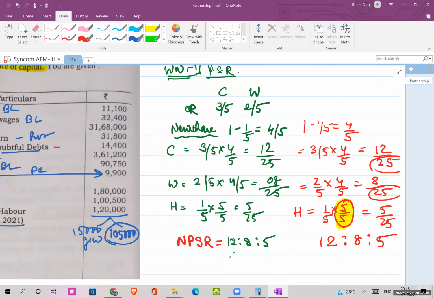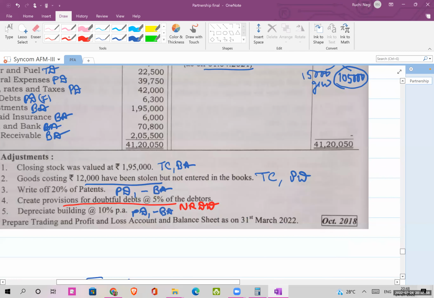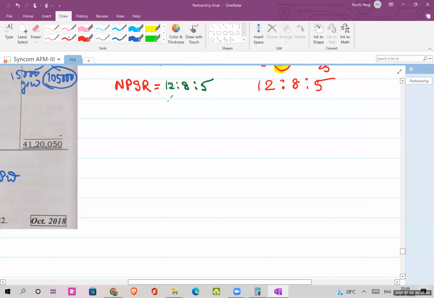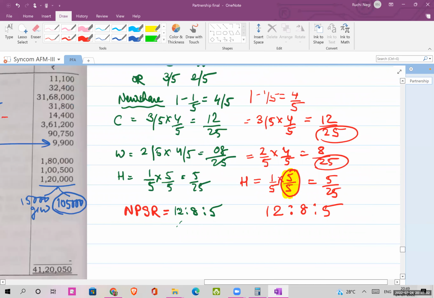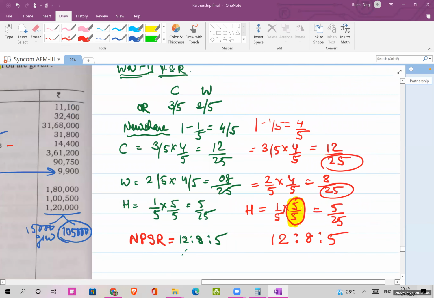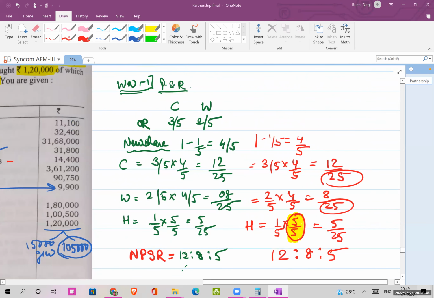Okay, so let's move on. I hope this part is clear to everyone, right? Yeah, calculating the new PSR. You have done this in your lower standards, 11th and 12th. Okay, it's just a revision of it. Next, let's start with obviously the trading account.